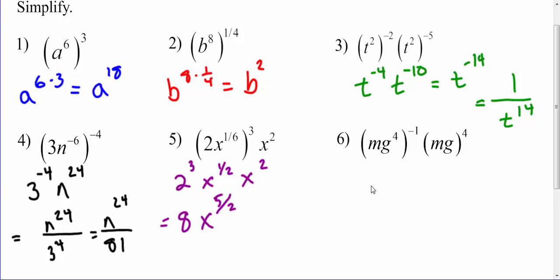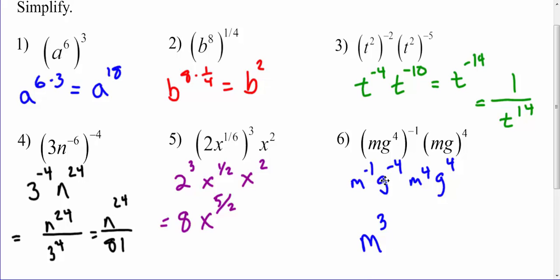All right, though, we have one more to look at, another similar one where we have exponents applying to multiple places. So I'm going to apply this -1 to both terms here. M to the -1, G to the -4, and then we'd have M to the 4 and G to the 4. Okay, now this is interesting because, well, the first term's not too bad. M to the -1 times M to the 4, that's -1 plus 4, that's M to the third.